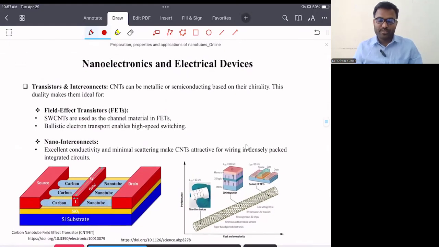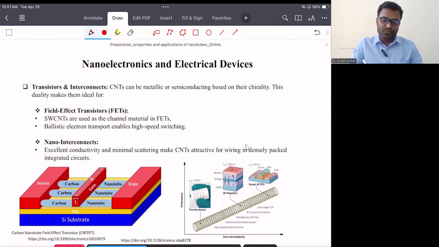Based on these properties, the metallic and the semiconducting connectivity of the materials, we can use the carbon nanotubes in nanoelectronics and electrical devices. For example, in the case of the field effect transistor, we need to use a material that has ballistic transport. That material should not scatter electrons while transporting them from one place to the other.